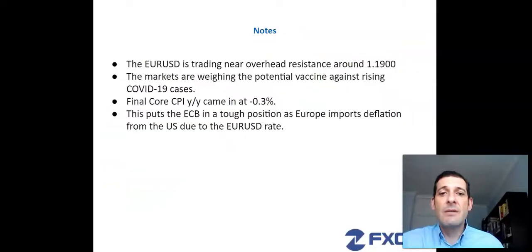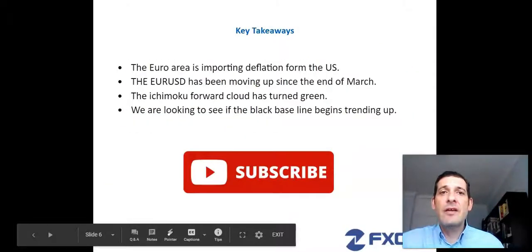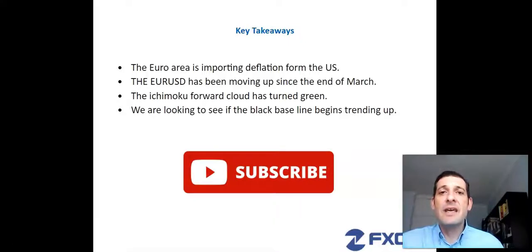Let's just end off with some key takeaways. The Euro area is importing deflation from the US. The Euro US dollar has been moving up since the end of March. We drew your attention to the fact that the Ichimoku forward cloud has turned green, and we're now looking to see if the black baseline begins trending up.